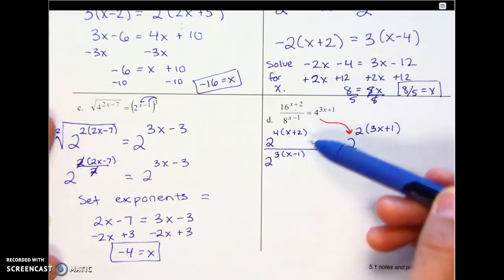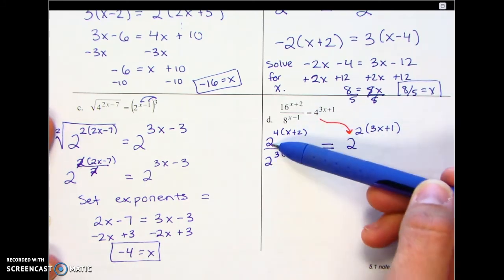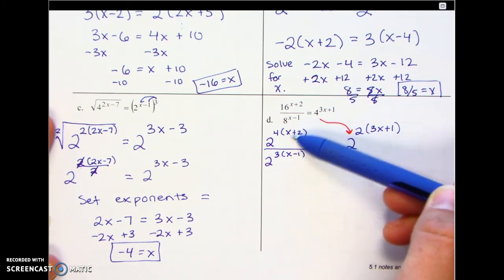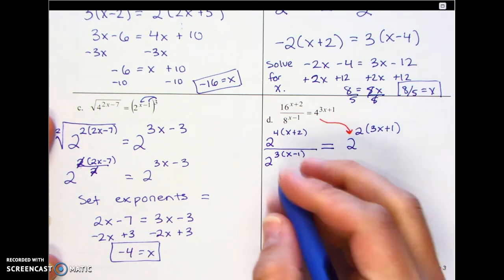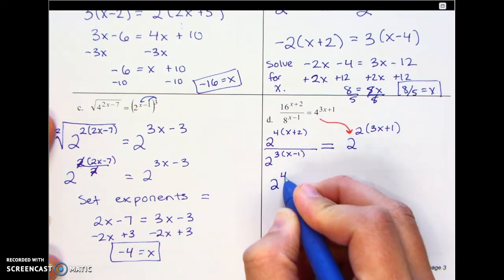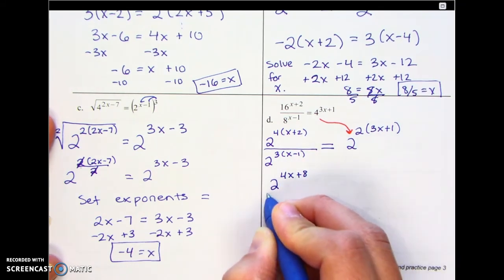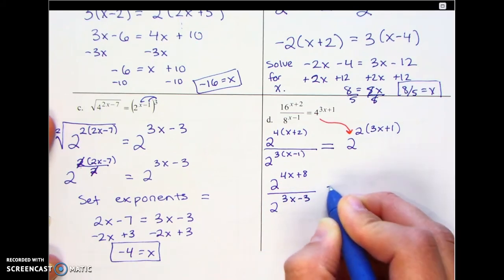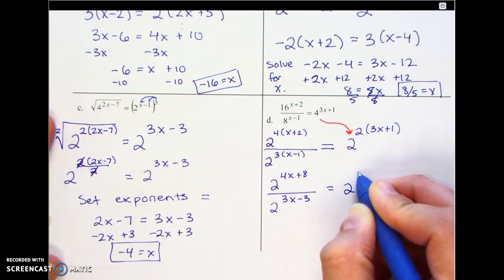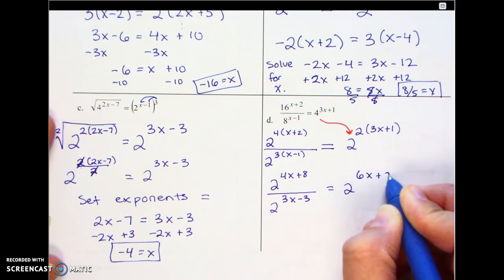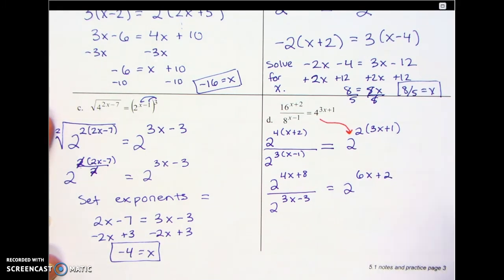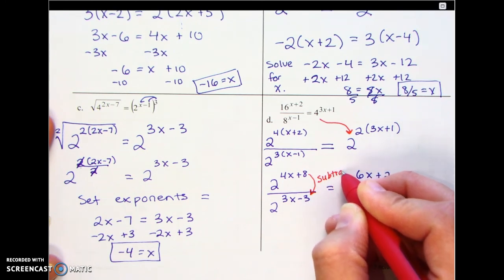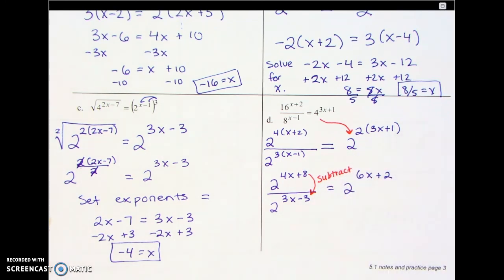I'm trying to think, what do we need to do here? We need to subtract these. Should we distribute them first before we subtract? Yeah, let's take a step to distribute. 4x plus 8. 3x minus 3. We could distribute this right now. 6x plus 2. Okay. When we divide the same base, we need to subtract these powers.